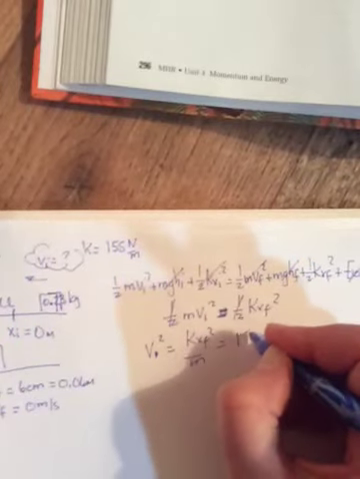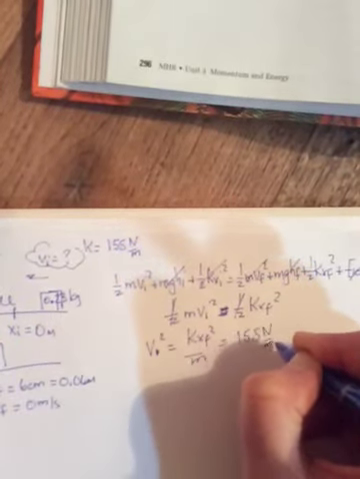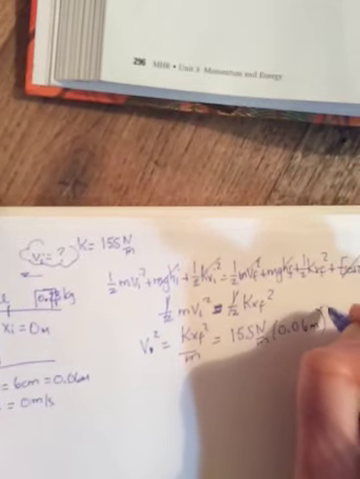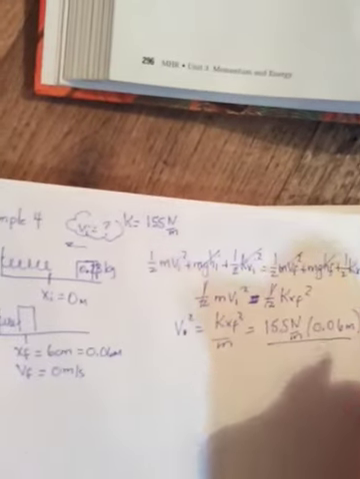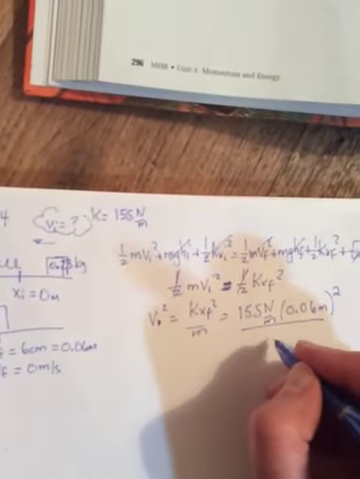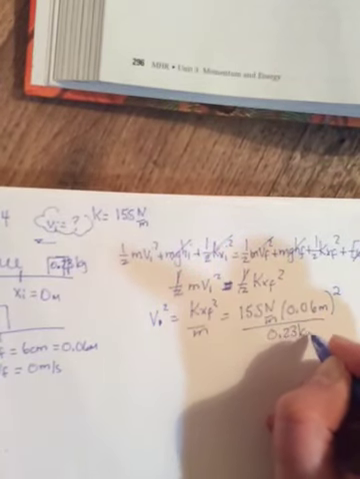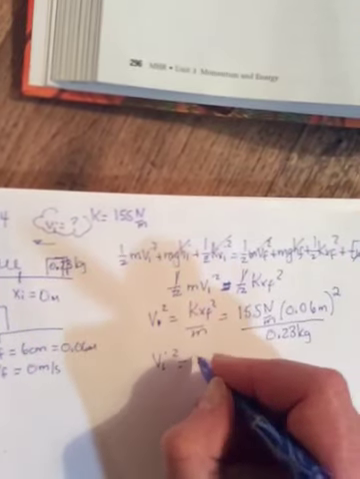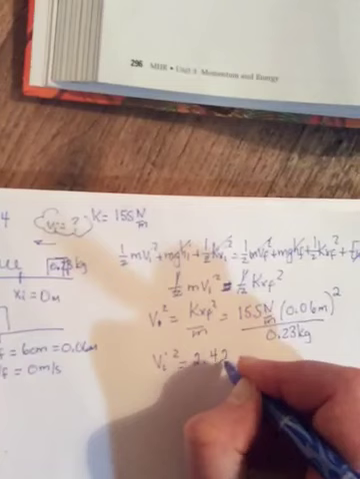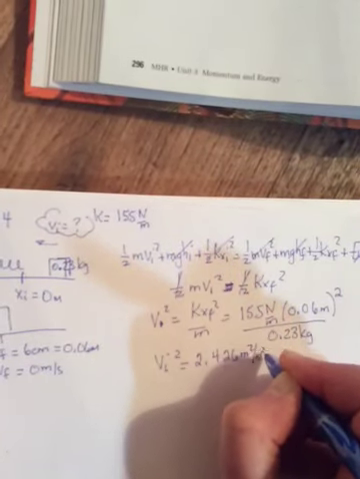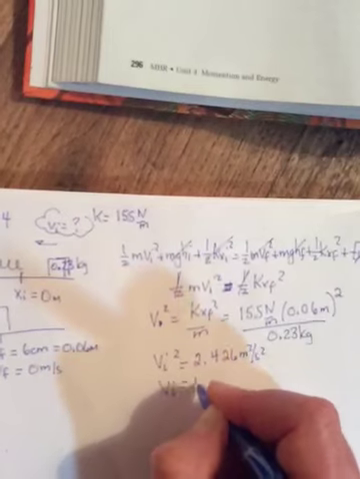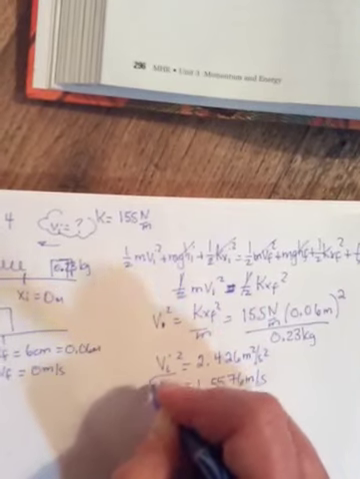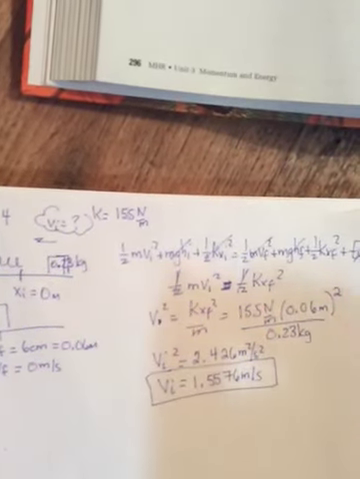The k was 155 newtons per meter. The x was 0.06 meters, and remember that's squared. And the m was 0.23 kilograms. And what you get is going to be vi squared, and then you're going to take the square root. So vi squared is 2.426 meters squared per second squared. And so when you take the square root, 1.5576 meters per second.